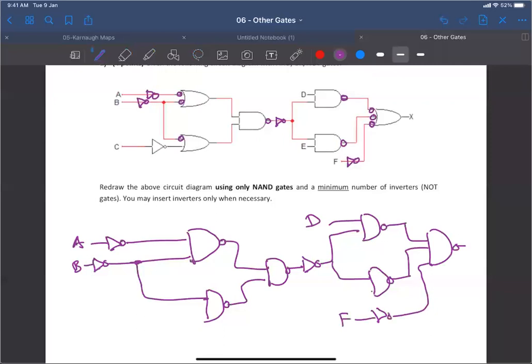And this is F, this is E, and this is C. Okay, so this is the final circuit. Did I miss anything? So what is the number of inverters that we used here? 4 inverters, right? 3, 4, yes. 4 inverters.